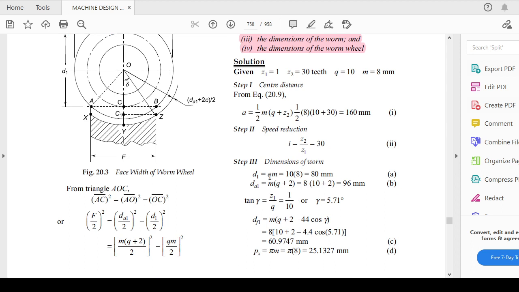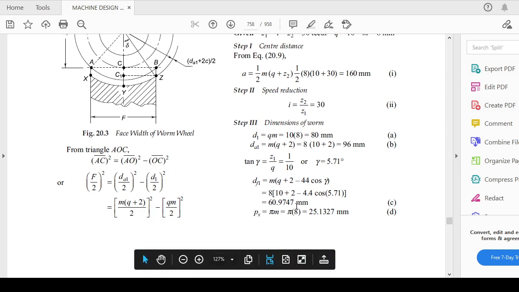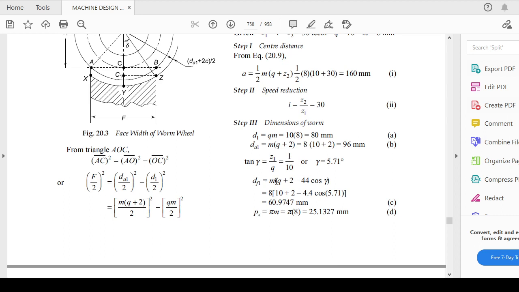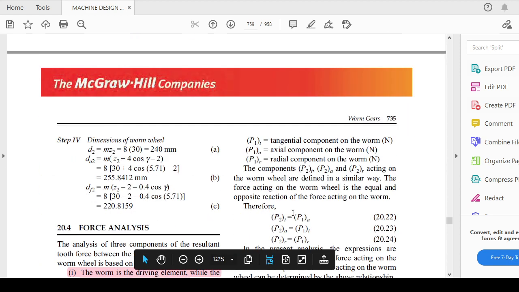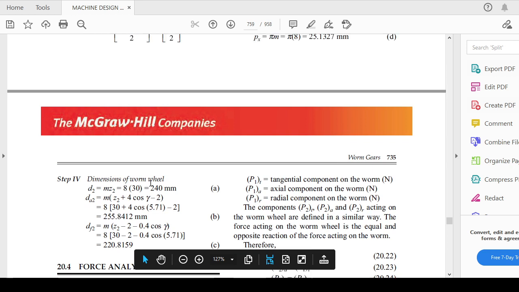Now for the dimensions of the worm, you can calculate the addendum, the dedendum, the diameter of addendum and the mean depth, with the help of the formulas given in your design data book. Before that you must calculate the value of the lead angle: tan gamma equals z1 by q, the diametrical quotient, which is 1 by 10. With that, gamma comes out to be 5.71 degrees. Now you have to calculate dF1, and after that the value of px, which is the pitch. Now we have to calculate the dimensions of the worm wheel.